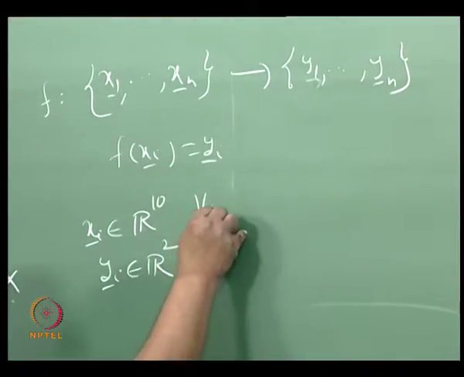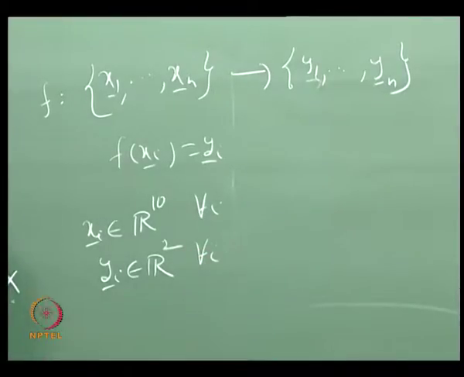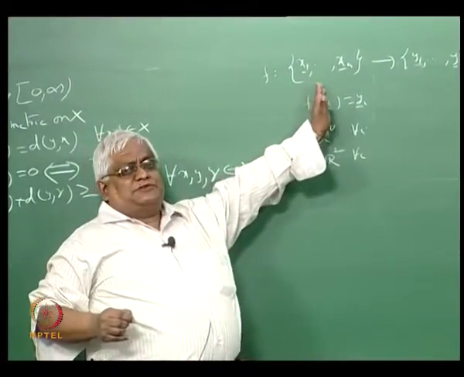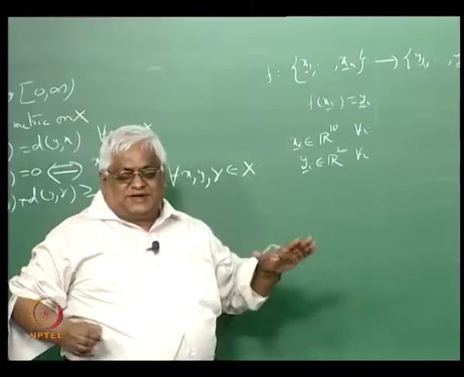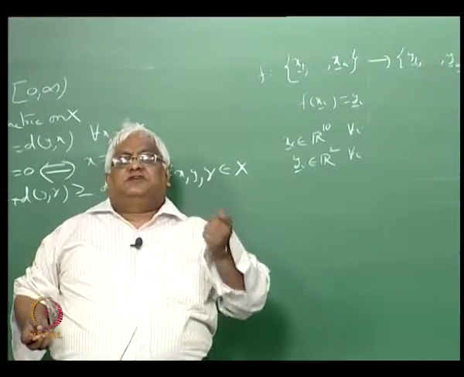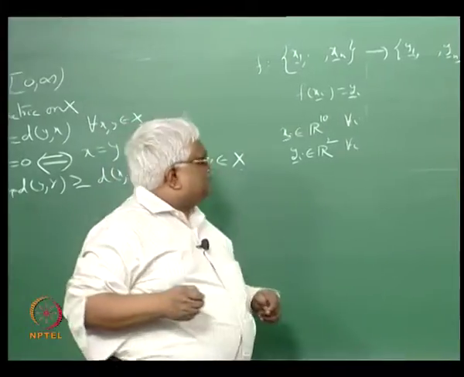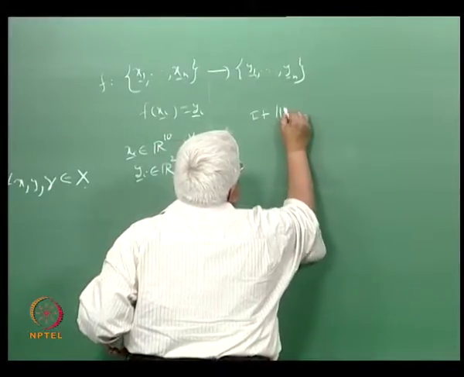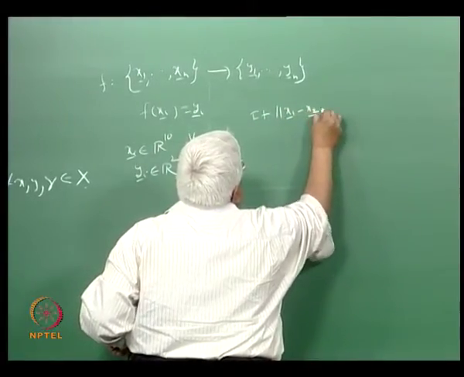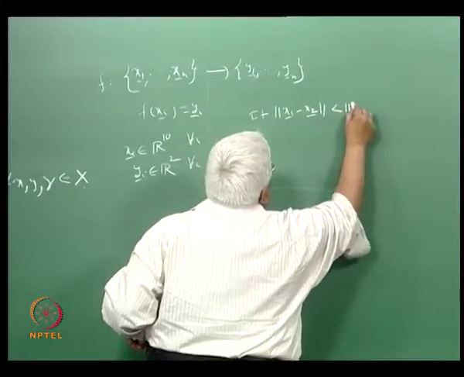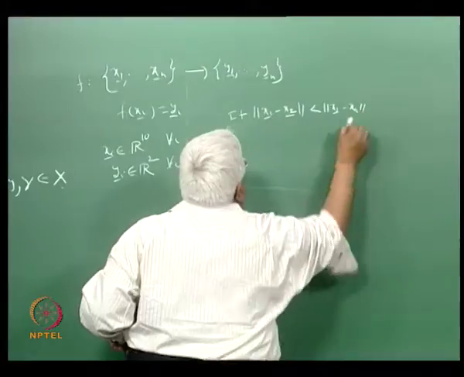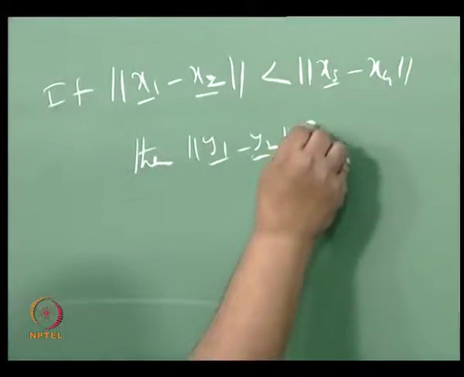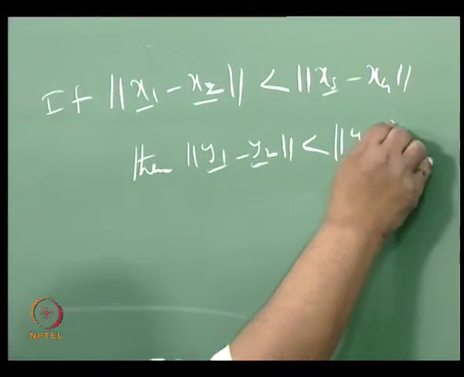The x i's are in 10 dimensional space, the y i's are in 2 dimensional space. So, from 10 dimensions you would like to have a map to 2 dimensions, so that you preserve the topology. Preserving the topology means, if the distance between x 1 and x 2 is less than the distance between x 3 and x 4, then the distance between y 1 and y 2 also should be less than the distance between y 3 and y 4.